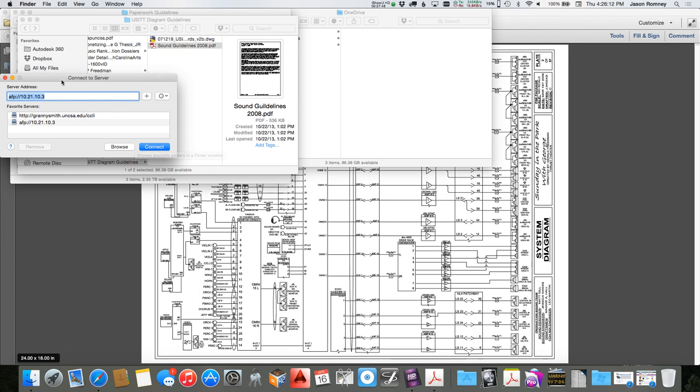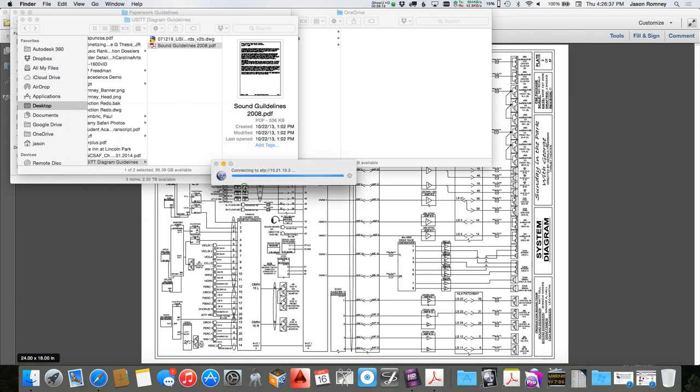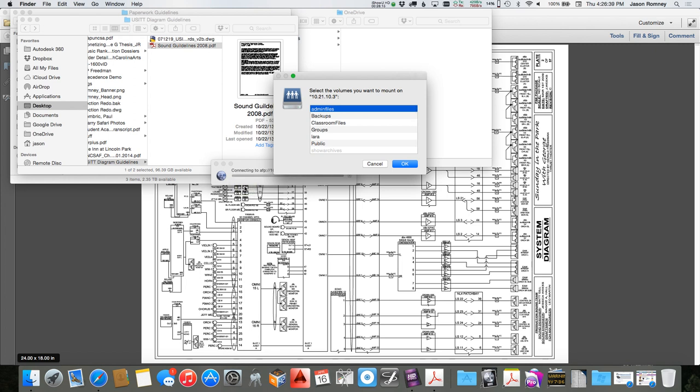And you're going to type AFP:// and you could probably just type walrus dot dpsound dot lab and you'd probably get it. But the IP address is 10.21.10.3. Either way, it'll get you in there. When you hit connect, it'll ask you for a name and password, and you would use whatever account I gave you for the sound lab. If you don't know that, you can usually get in with just a simple sound username and password. That'll usually get you in as well.